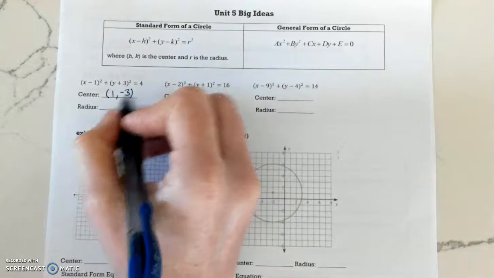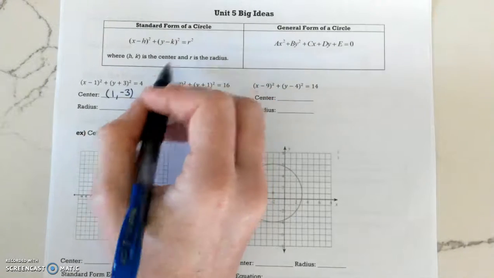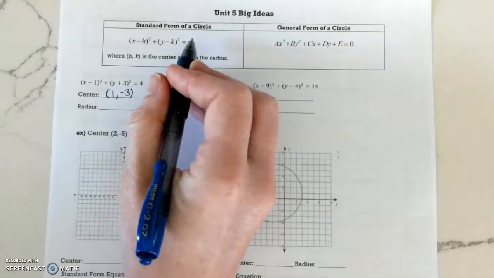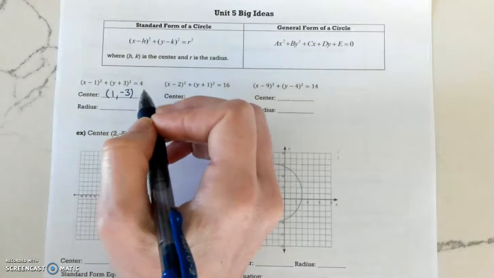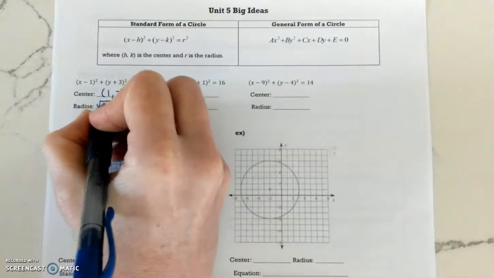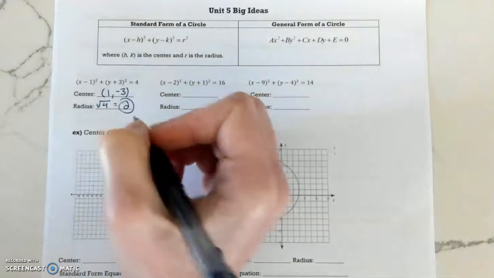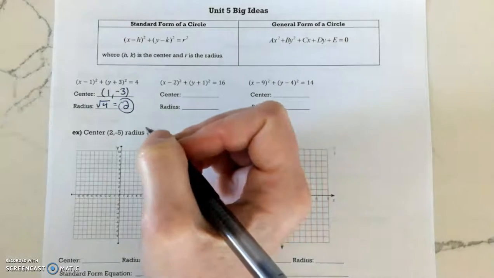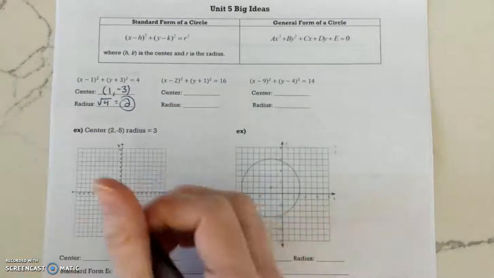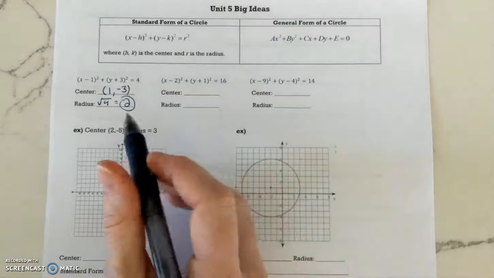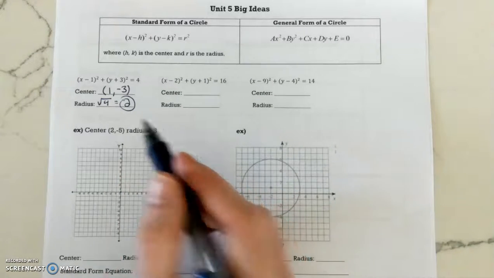All right, now for the radius, we look at this number right here. Don't be tempted to just pull this number. That number is radius squared, right? So to get to the radius, we're going to need to take the square root of this number. So our radius is actually going to be the square root of 4, which is 2. Our radius is 2. Now the square root of 4 can also be a negative 2, right? But not for this unit in geometry because we can't have a negative radius. So our only option is a positive 2.